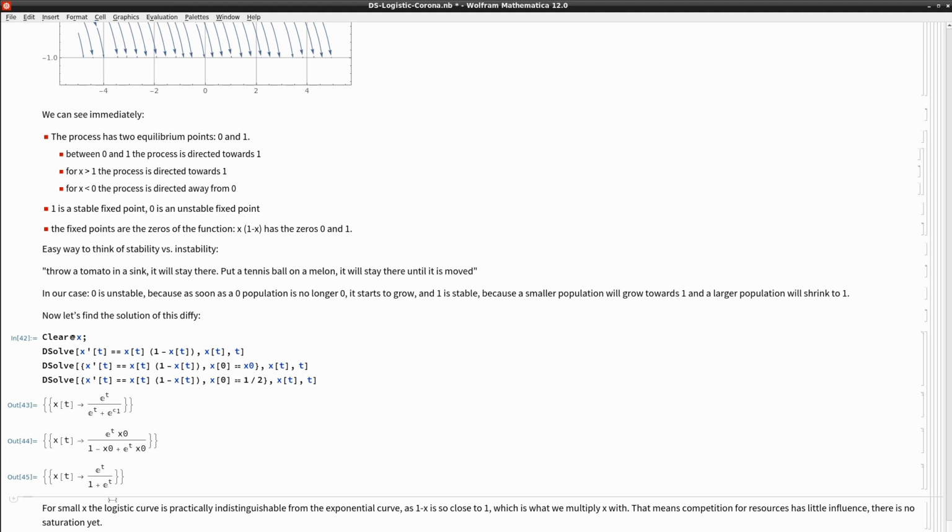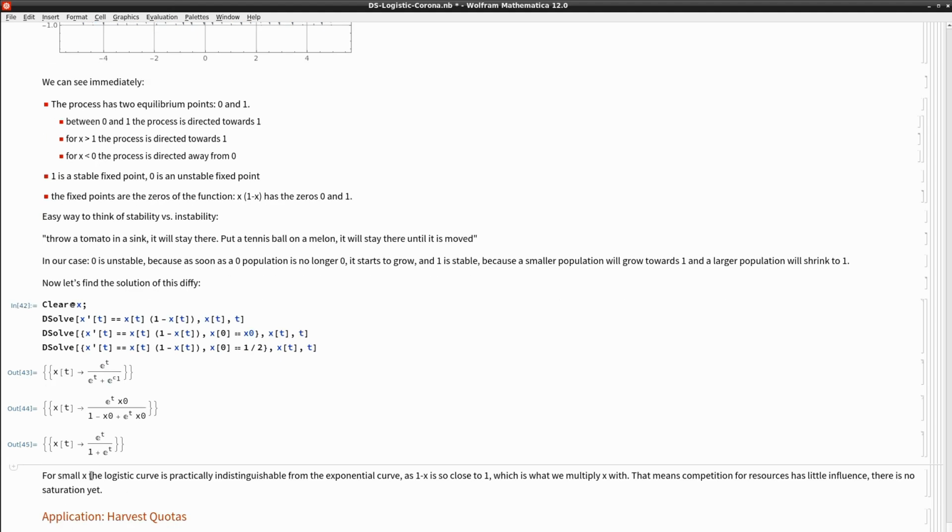Alright? So for small x, the logistic curve is practically indistinguishable from the exponential curve because 1 minus x is so close to 1, which is what we multiply x with. That means competition for resources has little influence. There's no saturation yet.